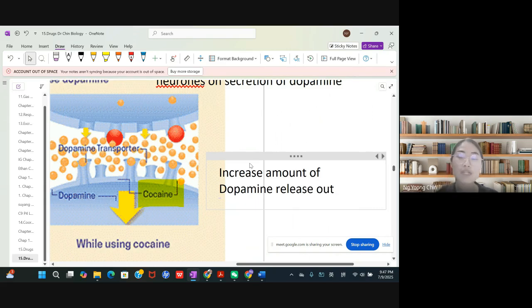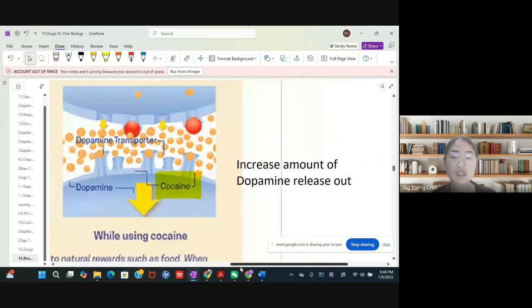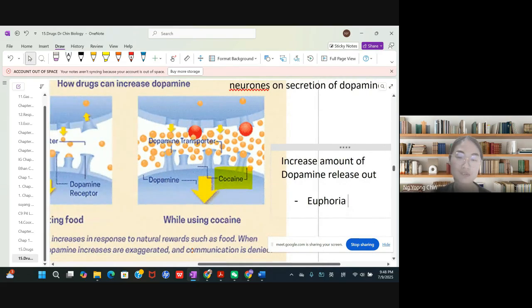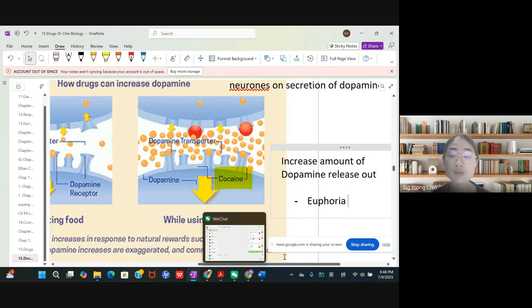So whenever you have an increased amount of dopamine being released, what happens is you have this euphoria effect. 就是感觉很开心啊。something like that, euphoria, 很开心，很亢奋这样子 euphoria. So this is what the drug addicted patients are. They feel very happy when they are taking the drug. So actually they are playing with the neurotransmitter.